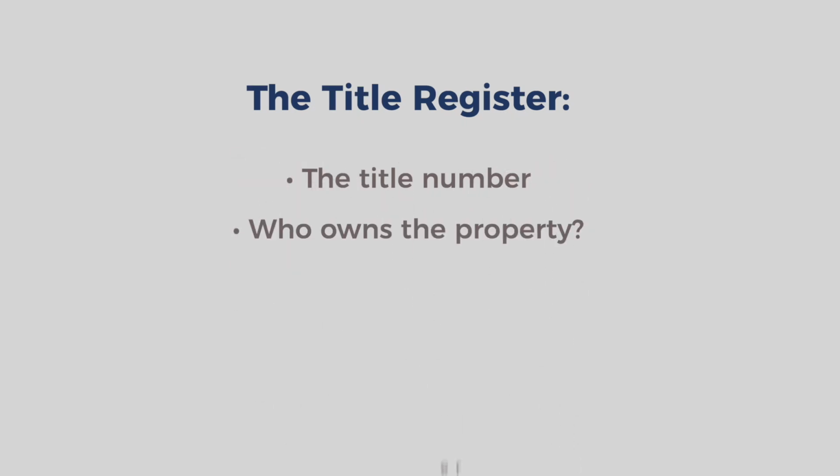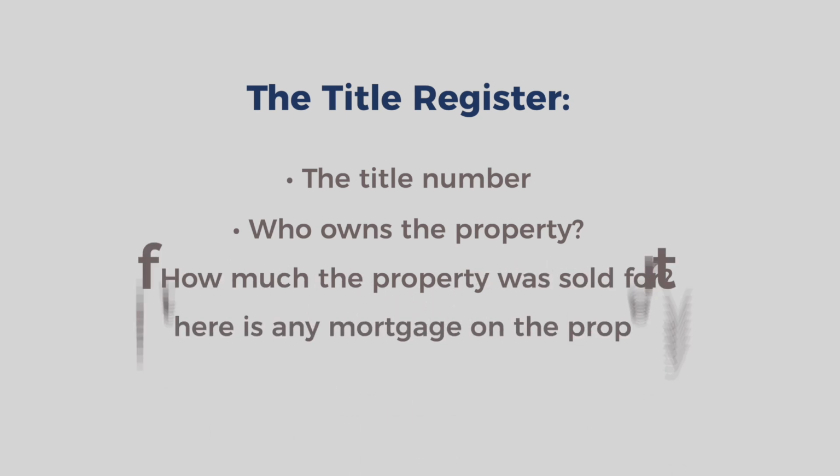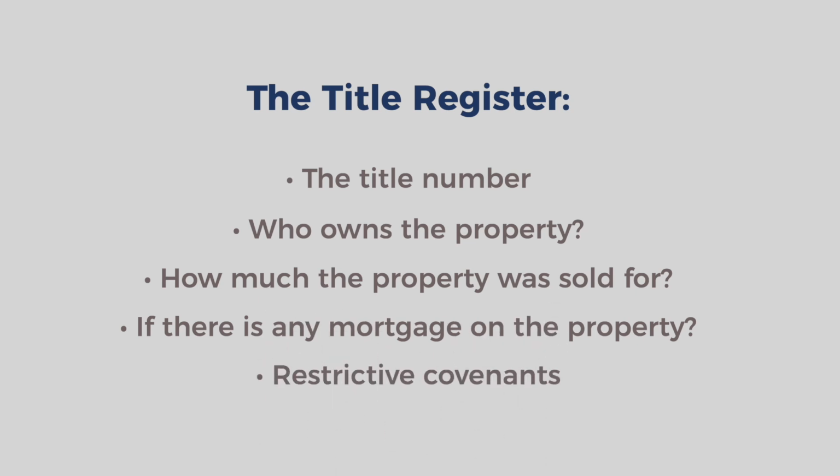The title register usually includes a title number, who owns the property, how much was paid for the property, i.e. what it was last sold for, and if there's any mortgage on the property. It doesn't actually show you the amount, but if there's a lender that has an interest in the property. There may also be some restrictive covenants, certain agreements or promises that have been associated with that particular property or land, and if there's any easements, i.e. rights of way that may be on that land as well.